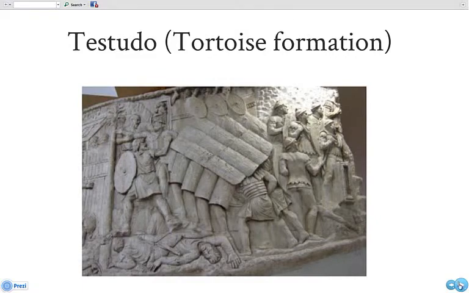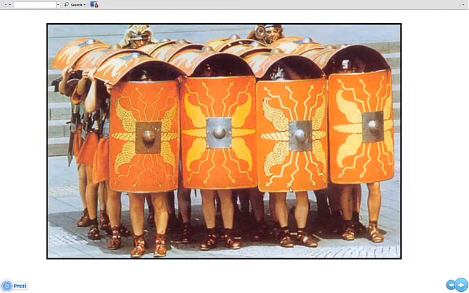Now, it may be a little bit difficult to picture this, which is why I'm a good teacher and I'm providing you with a reenactor. Honestly, if I hadn't been a teacher, I'd have been an historic reenactor.